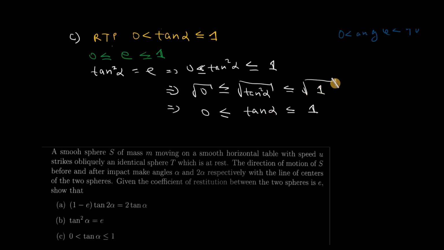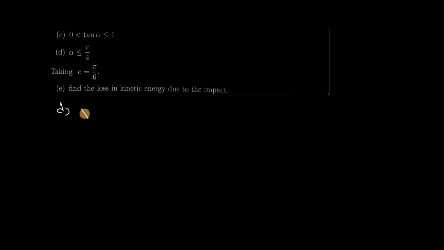Alpha cannot be 0, so it's enough for me to say that 0 is less than tan alpha less than or equal to 1. That is, tan alpha is greater than 0, to make sure that alpha was not 0. So you see it has come out as required, and the proof ends. D. Required to prove that alpha is less than or equal to pi over 4.